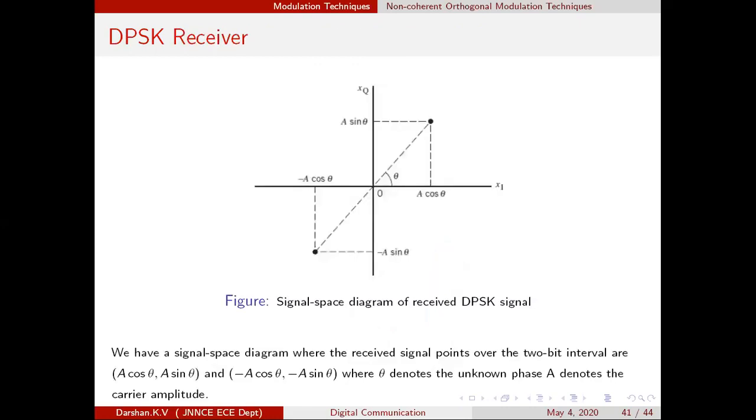So with this, we will get into the concept of the DPSK receiver. Remember, the DPSK concept has been introduced for non-coherent detection. What do you mean by non-coherent detection? At the receiver, the receiver does not have the idea of the phase of the carrier. Why? Because the channel will alter the phase of the carrier randomly. We don't know what the phase of the carrier is. It will alter the phase of the carrier randomly.